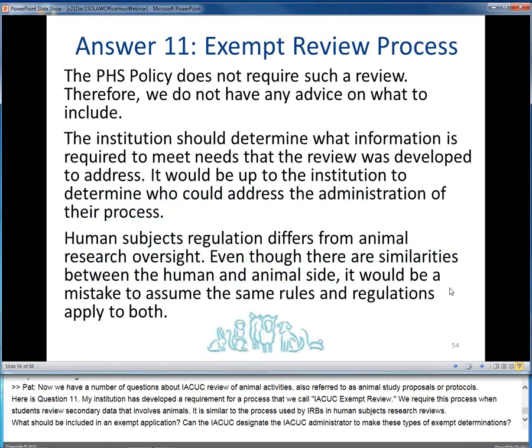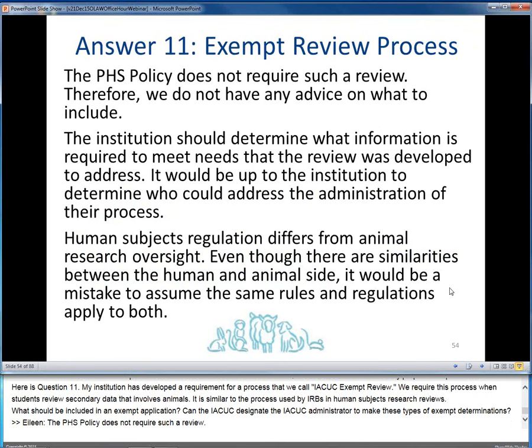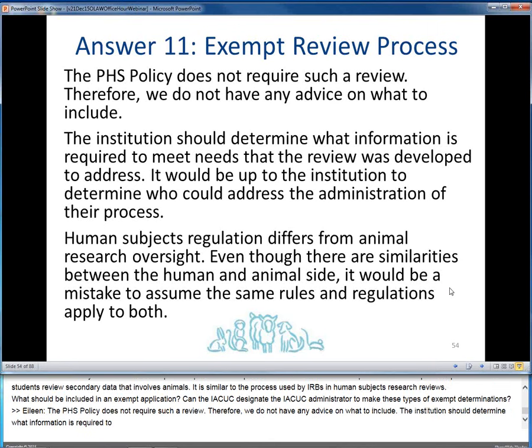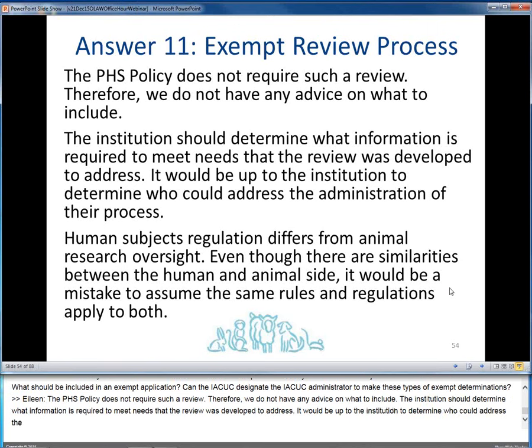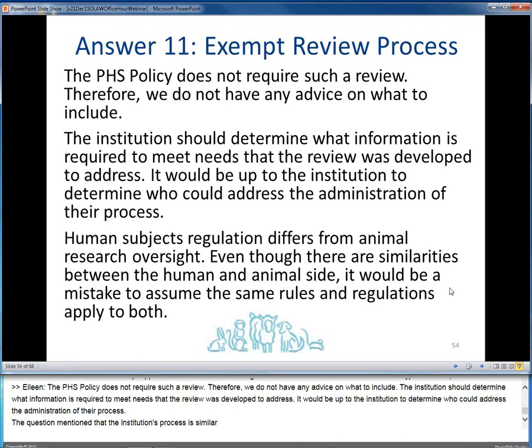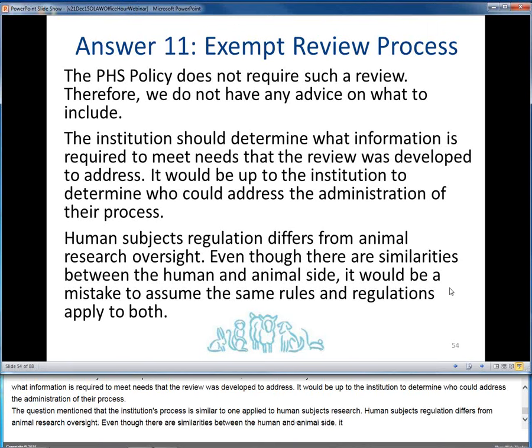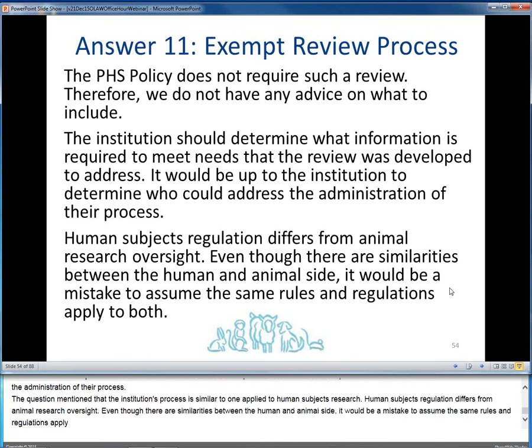The PHS policy does not require such a review. Therefore, we do not have any advice on what to include. The institution should determine what information is required to meet the needs that the review was developed to address. It would be up to the institution to determine who could address the administration of their process. The question mentioned that the institution's process is similar to one applied to human subjects research. Human subjects regulations differ from animal research oversight. Even though there are similarities between the human and animal side, it would be a mistake to assume the same rules and regulations apply to both.